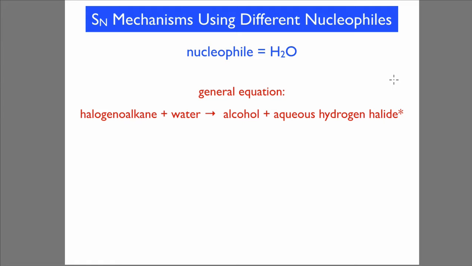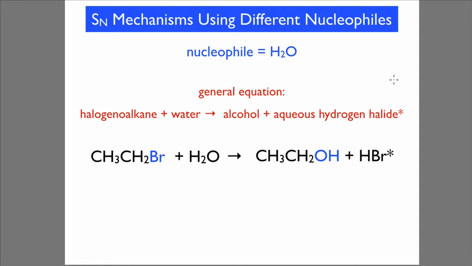Water. The general equation would be the halogenoalkane with water giving alcohol and aqueous hydrogen halide. So you can see the hydroxide from the water switching in for the bromine. We're getting the hydrogen bromide. The aqueous hydrogen halides are acidic, and you can think of HCl being a very good example of an acid.